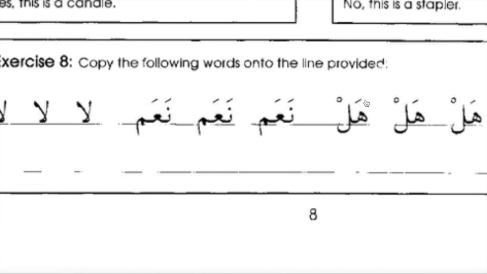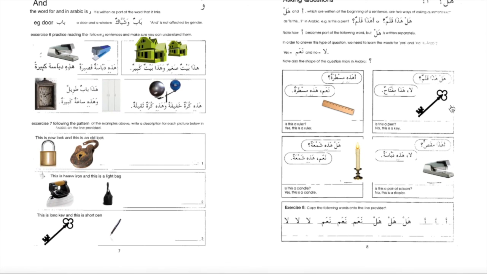So this is what we learned today about two things. We learned how to use a connector, which is wa, to connect two parts of a sentence, and we learned how to ask questions.